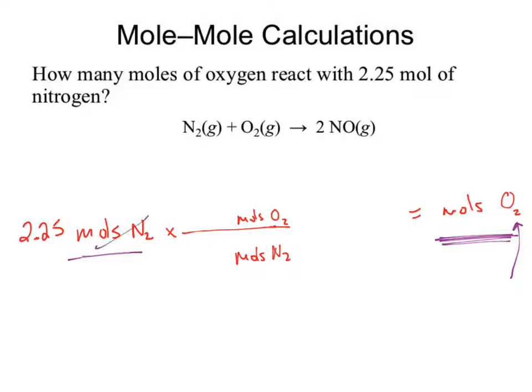If we set it up, we write down what we started with, moles of N2. We want the moles of N2 to cancel, to leave us with moles of O2. Where do we find the mole-mole relationship? From our BRE, right? Balanced reaction equation. That's a fun acronym. Just go to BRE.